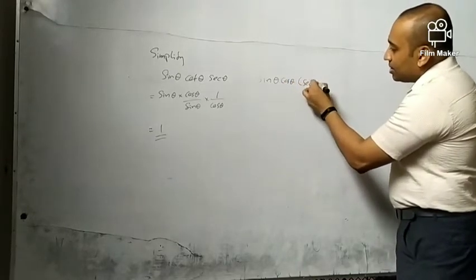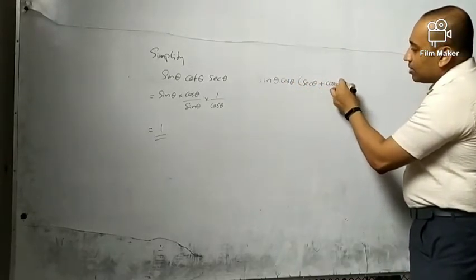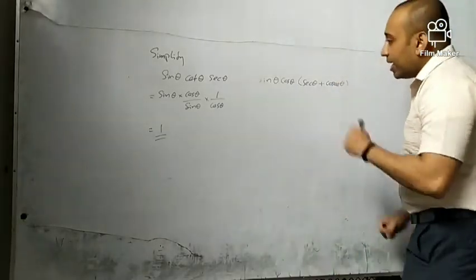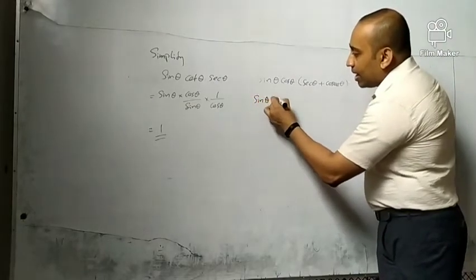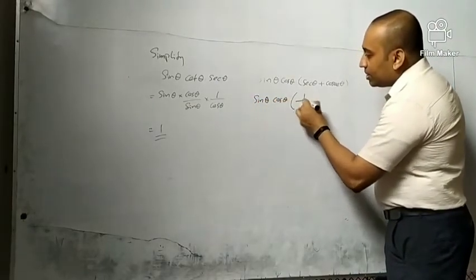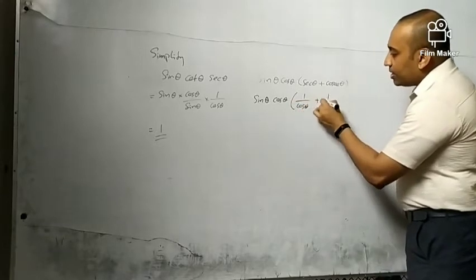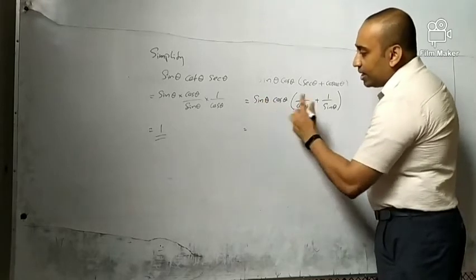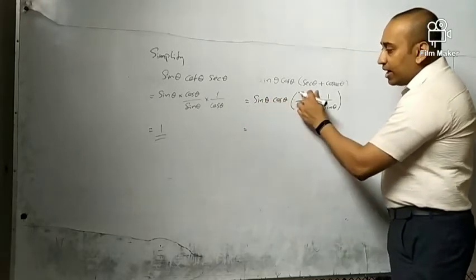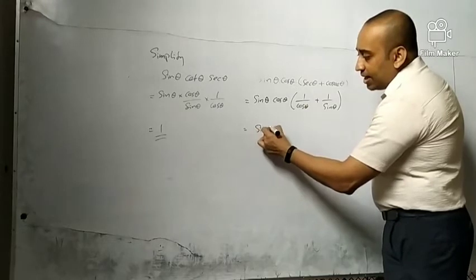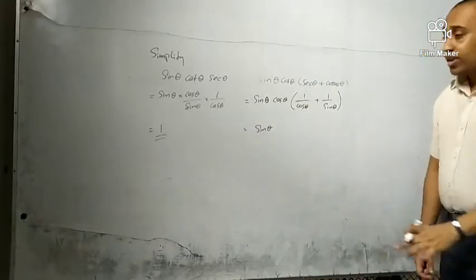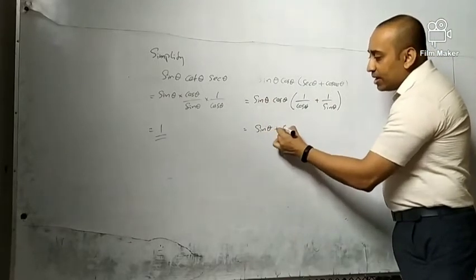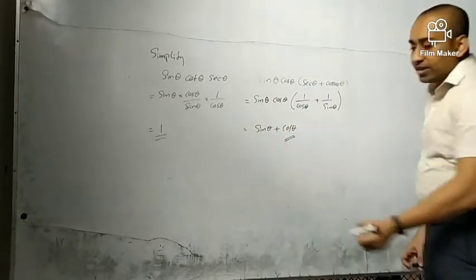The other one is, they ask to simplify sin theta cos theta (sec theta plus cosec theta). Right. Then what you can write over here is sin theta cos theta, and here this is 1 over cos theta plus 1 over sin theta. So if you expand these brackets, what you obtain is sin theta cos theta into 1 over cos theta, which is just sin theta because cos theta and cos theta get cancelled. Sin theta cos theta into 1 over sin theta means sin theta and sin theta get cancelled, and it turns out to be cos theta. This is the final answer for that.